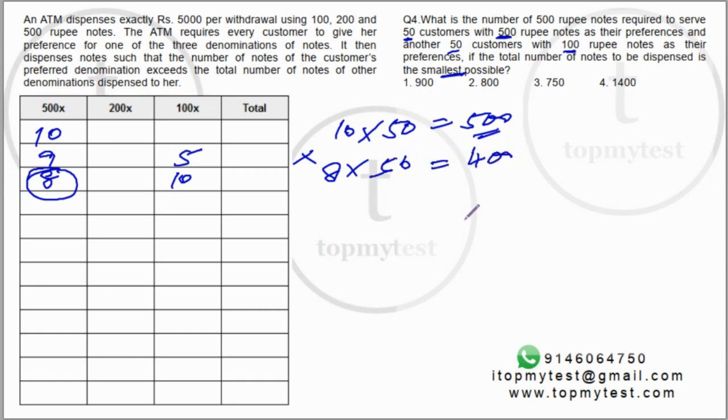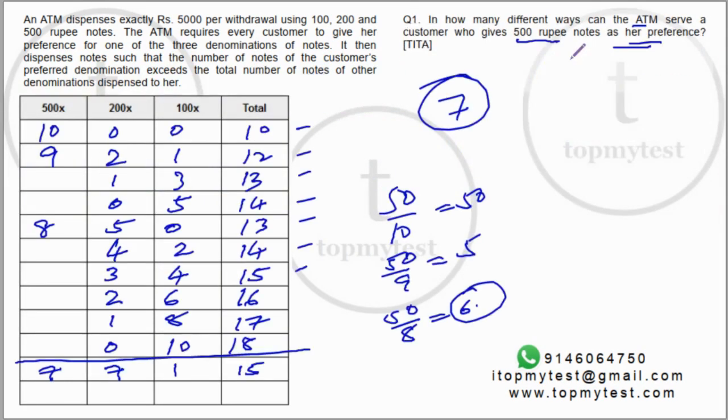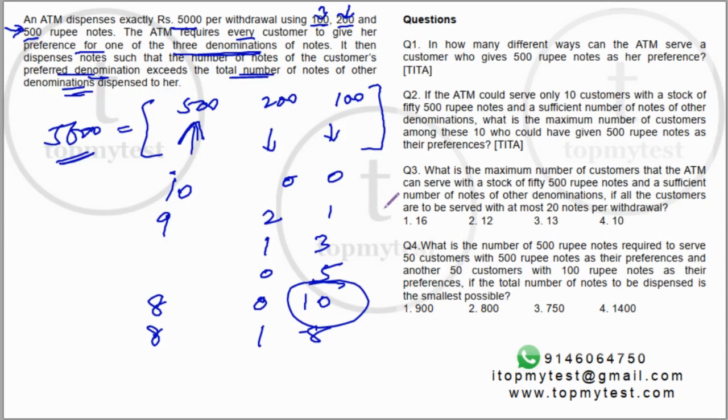That's 400. Total will be 900 notes. Option 1 is your correct choice, right? So it's not an easy question, but the key point here to solve this was the optimization principle. If you know this optimization principle, then you can solve questions in a moderate manner. It's not very difficult. It's not very easy. It's definitely not easy. It's a moderate to moderate difficult sort of a question.